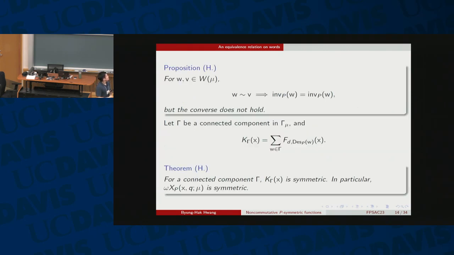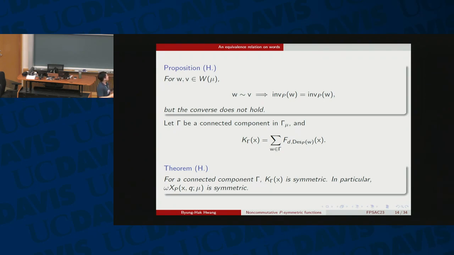The following proposition plays a key role in this work. This implies that the equivalence relation refines the chromatic quasisymmetric function. If two words are equivalent, then the P-inversion statistic of the two words are the same. But the converse is not true.